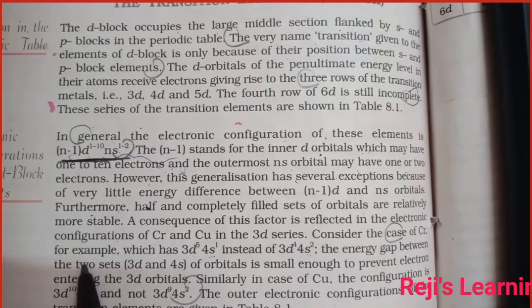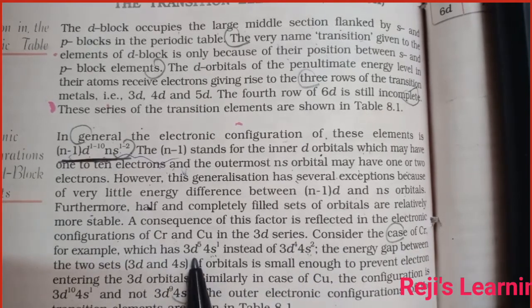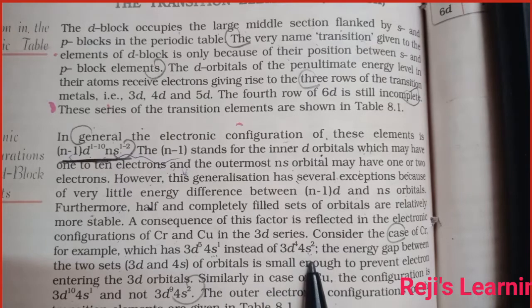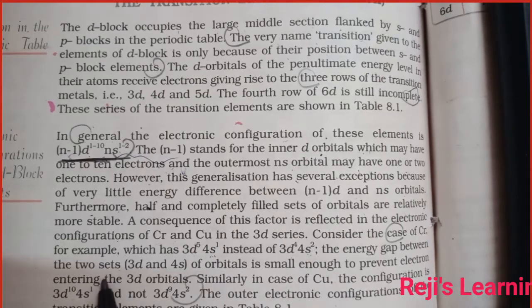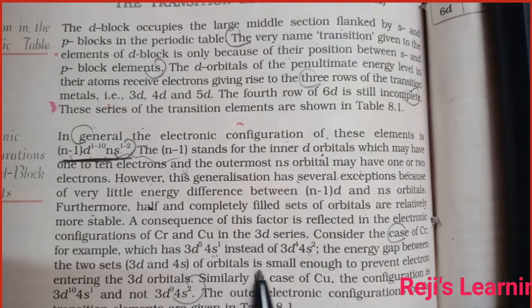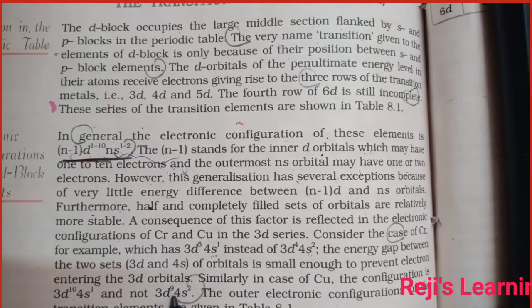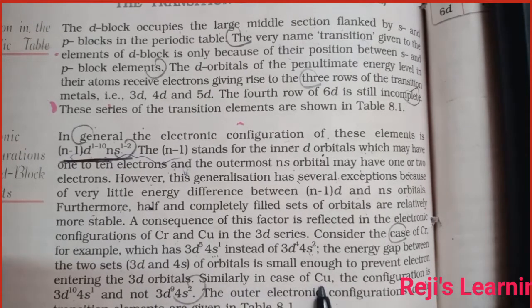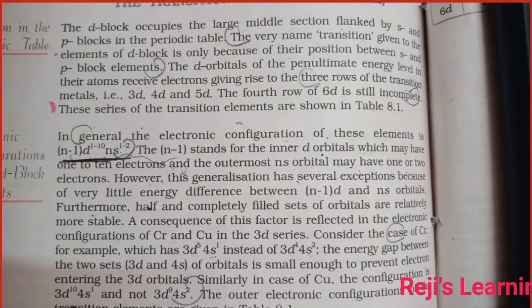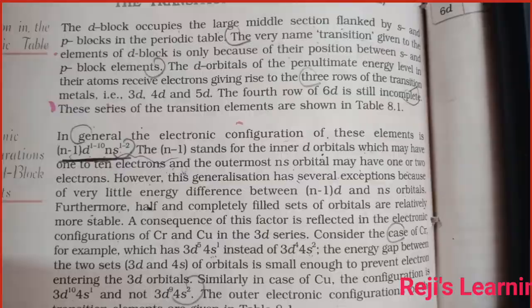Consider the case of chromium, for example, which has 3d5 4s1 instead of 3d4 4s2. The energy gap between the two sets, that is 3d and 4s orbitals, is small enough to prevent electrons entering the 3d orbitals. Similarly, in the case of copper, the electronic configuration is 3d10 4s1 and not 3d9 4s2.